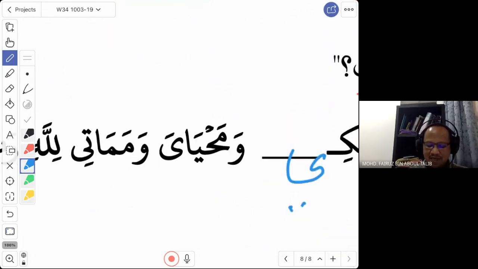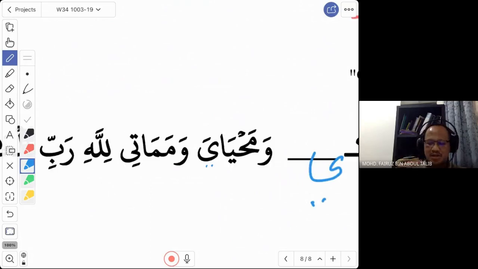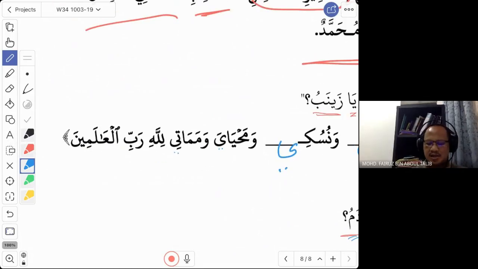This letter, if it is the normal writing, then you have the dots. But in the Quran, they do not put the dots. That is the way the Quran is written. Mamati, in normal writing, you will see the dots as well. But in the Quran, there are no dots.